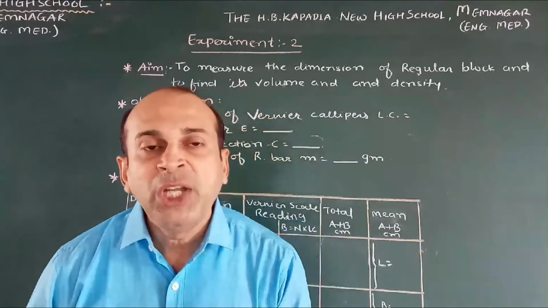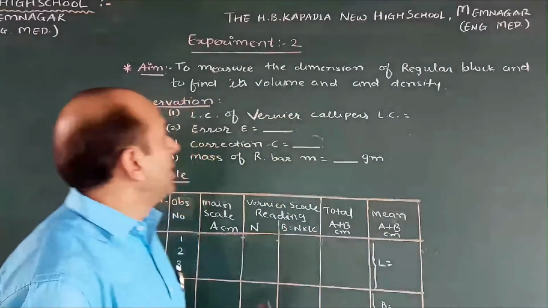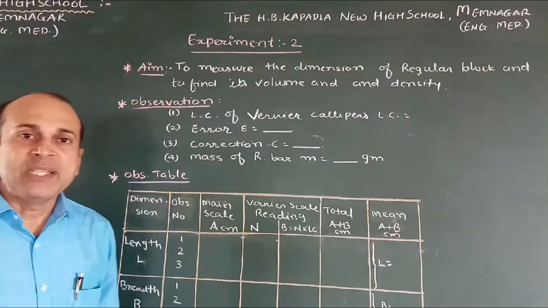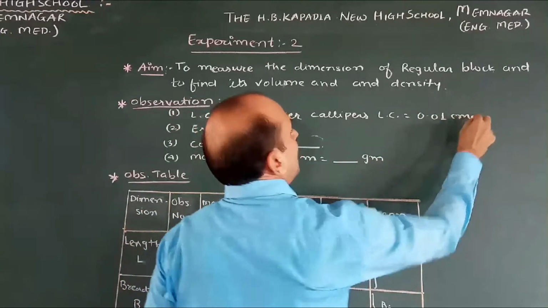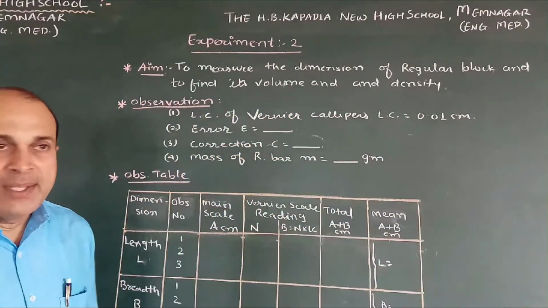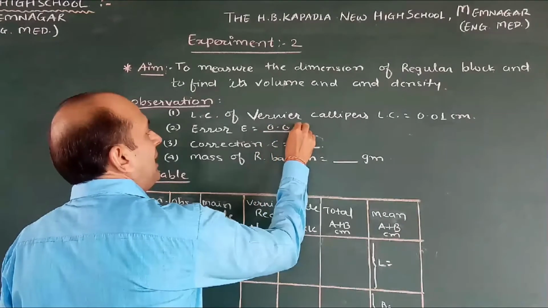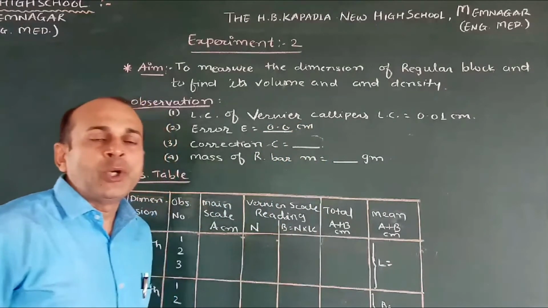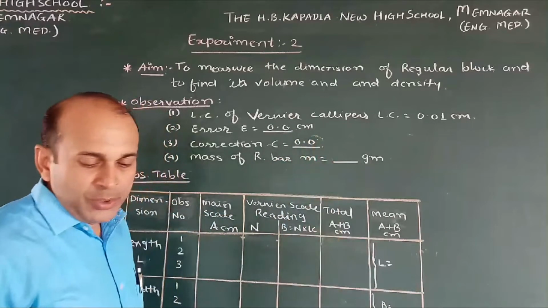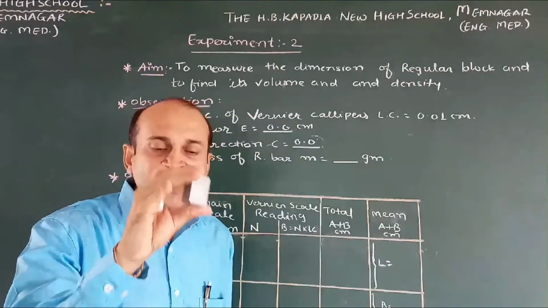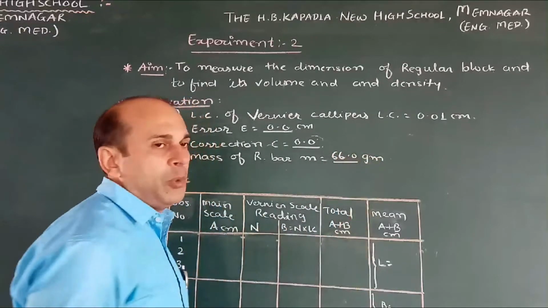First, let me write some observations. As we know from the first experiment, the least count of the vernier calipers is 0.01 centimeter, and since the error E of the vernier calipers is equal to 0, I will write 0.0 centimeter. So it needs no correction. Correction is also 0.0 centimeter. Now the mass of the given block is 66 gram, so I note this: 66.0 gram.